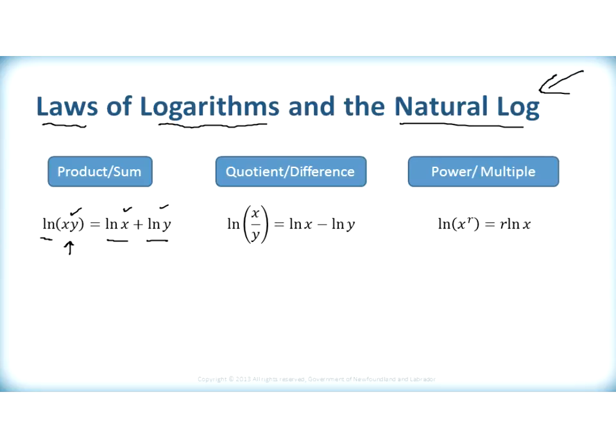Same thing goes for quotient difference. The ln of a quotient is just the ln of each of those two parts of the quotient subtracted, so it's a difference. You can put them together or separate them whichever order you want.